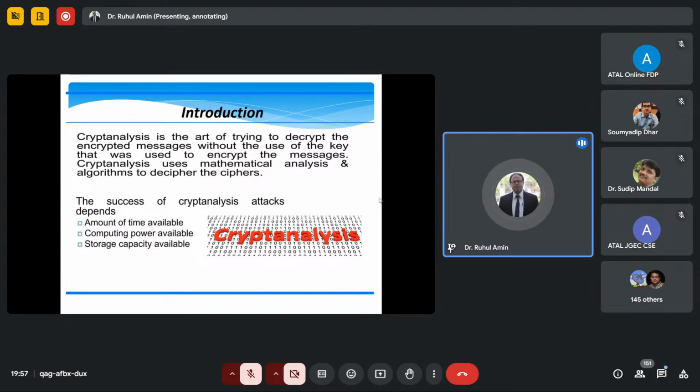Already a few sessions have been done previously. I hope all these terms are useful for you, like encryption and decryption, and algorithms like RSA, ECC, or cryptographic functions like the cryptographic hash function. All of these will be used. For cryptanalysis, you need these three things, the first being the amount of time available. For example, if there is a protocol or algorithm you want to break, how much time do you have? Time is required.